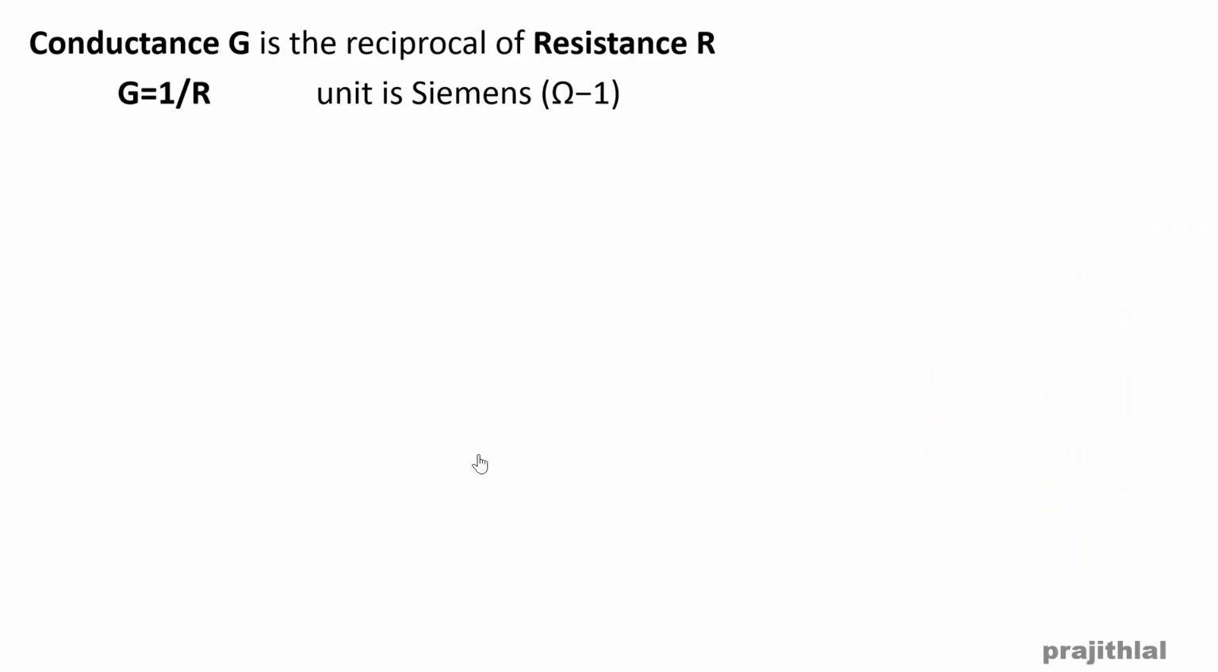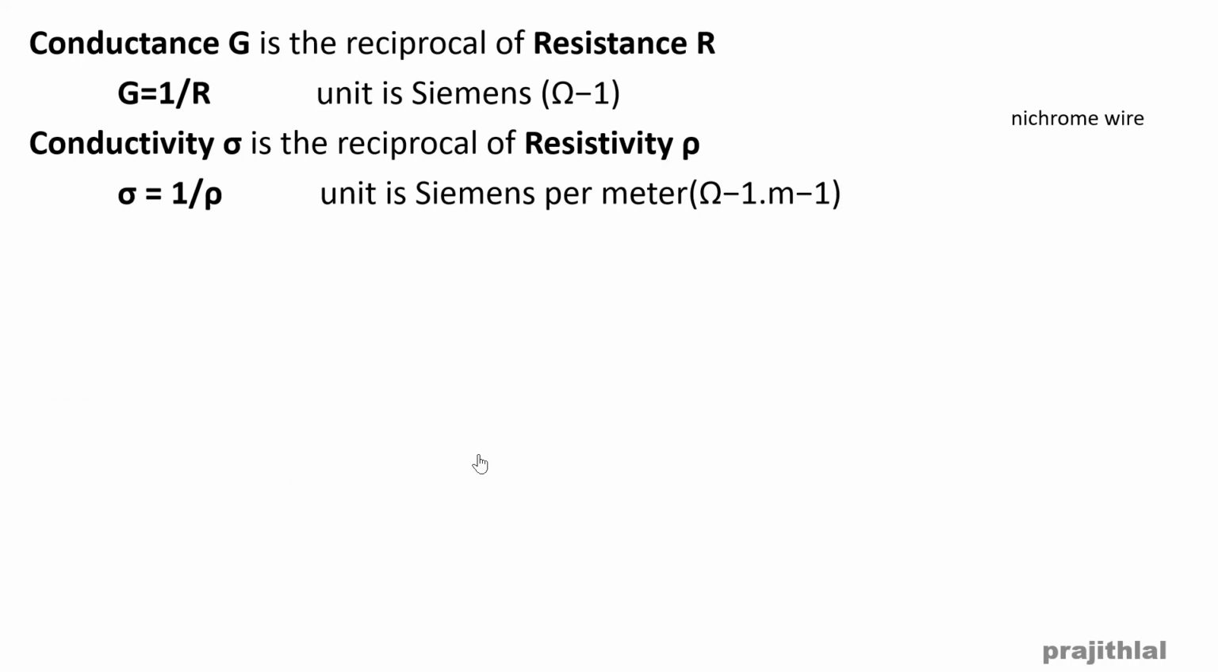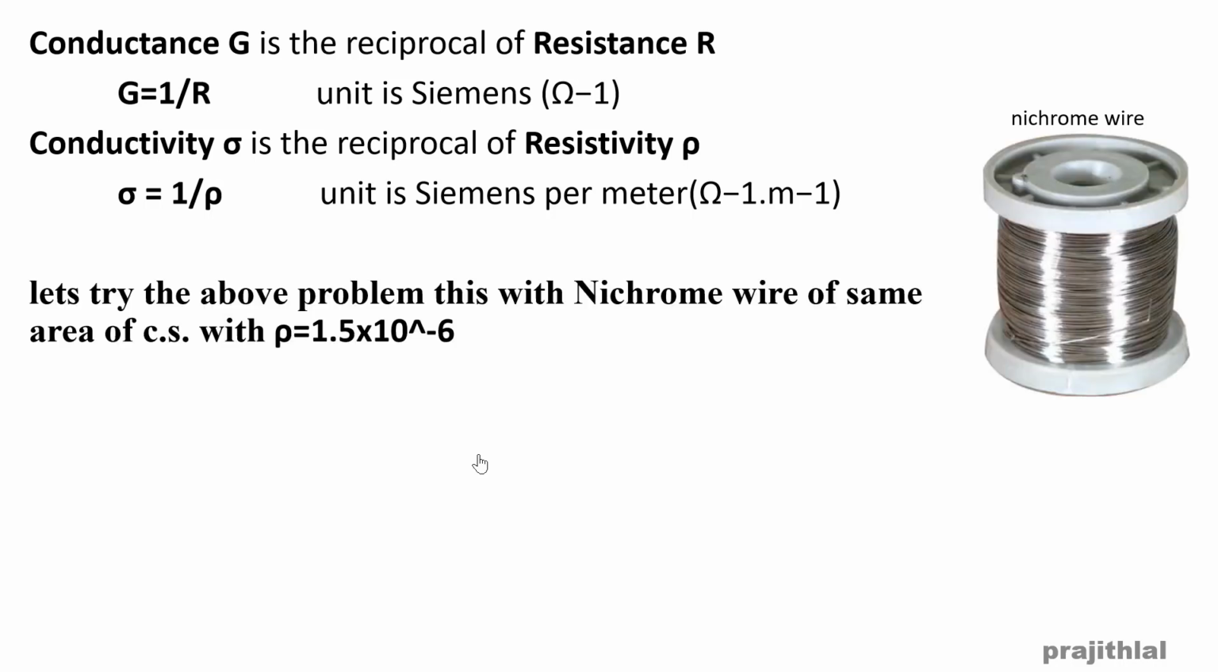So conductance G is the reciprocal of resistance and its unit is Siemens. So we can also say per ohm. Conductivity sigma is the reciprocal of resistivity rho. Conductivity is sigma equals 1 by rho and the unit is Siemens per meter. So we can also say it in per ohm meter.